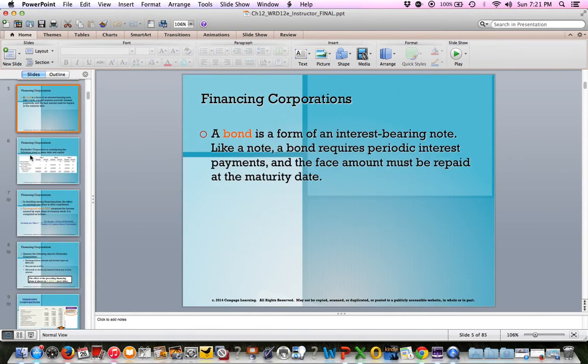Just be aware that a bond is a form of an interest-bearing note. Like a note, a bond requires periodic interest payments, and the face amount must be repaid at maturity.